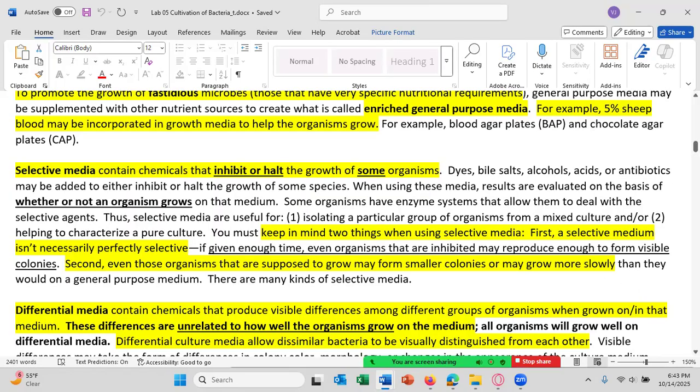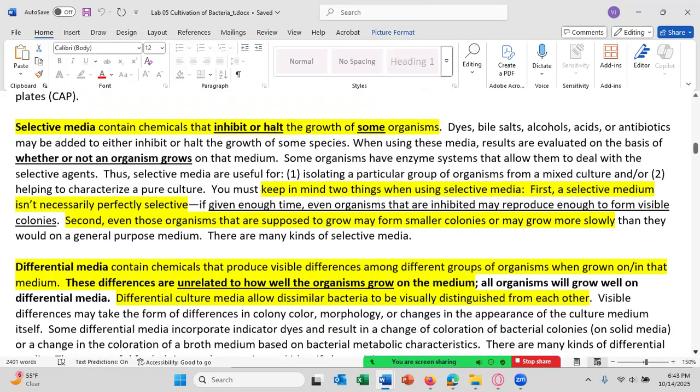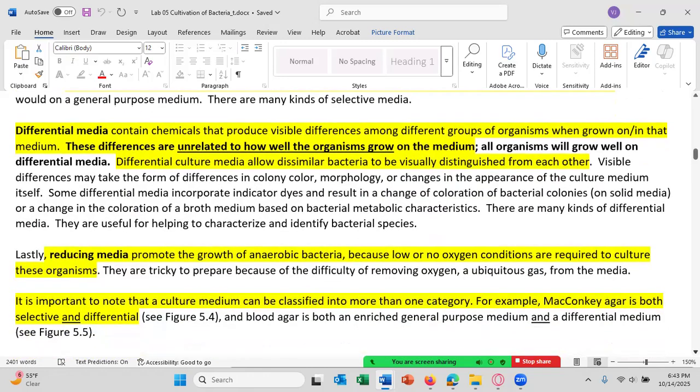We have another type of media that we call a differential media. These media contain chemicals that produce visible differences among different groups of organisms when they're grown on that medium. These differences are unrelated to how well the organism can grow on the medium. Usually, the dissimilar bacteria can visually be distinguished from each other. Like they'll have a different color, or they will do something different in the media, like they will have a different halo around them. It's usually a visually distinguished difference.